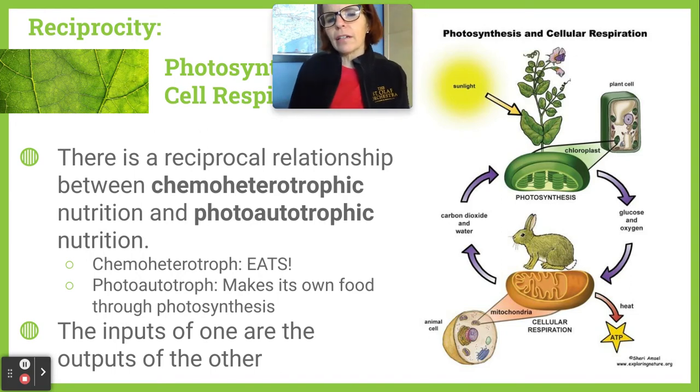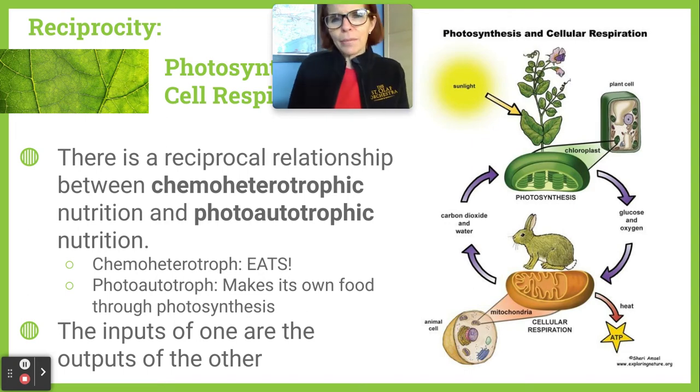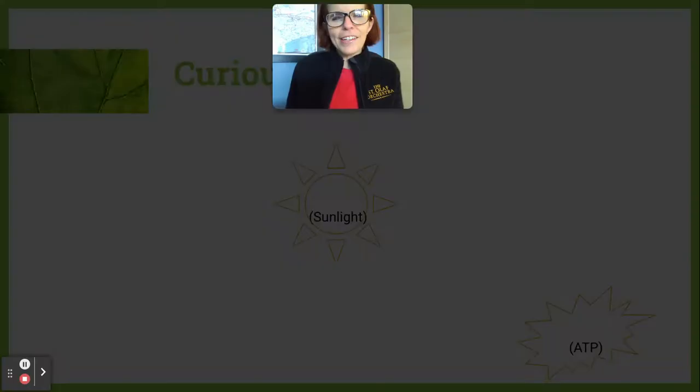Take a look at the diagram, study the diagram, look at the chloroplast and look what is entering the chloroplast. It looks like carbon dioxide and water are going into the chloroplast, and glucose and oxygen are coming out of the chloroplast. And then vice versa, look what's entering the mitochondria. That's the glucose and oxygen, and what's coming out is the carbon dioxide and water. So we say they're reciprocal reactions.